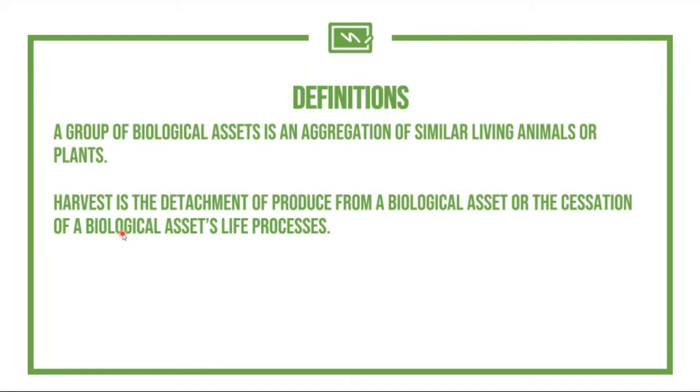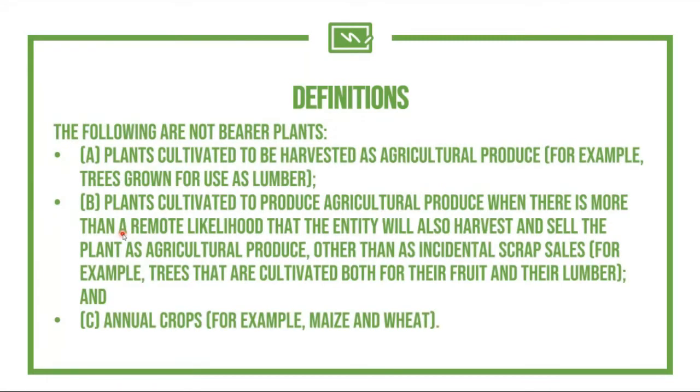However, the second result from harvest would be the cessation of the life processes of the biological asset. Meaning, because of the harvest, the biological asset will now become a dead animal or a dead biological asset. So it is no longer considered a biological asset; there will be a derecognition. An example is if we butcher the pig that we are managing, or cut the tree that we are managing. Okay? That's basically how it works.